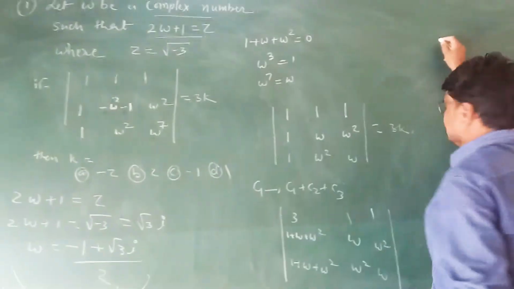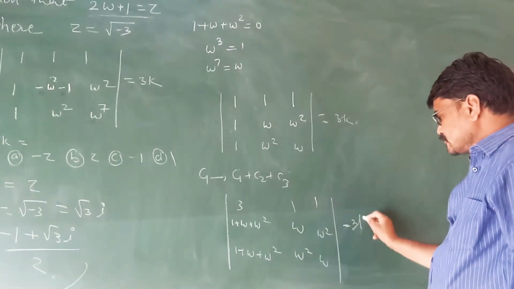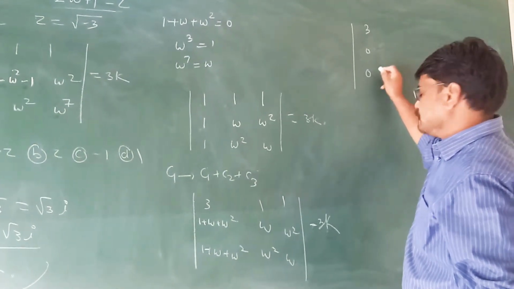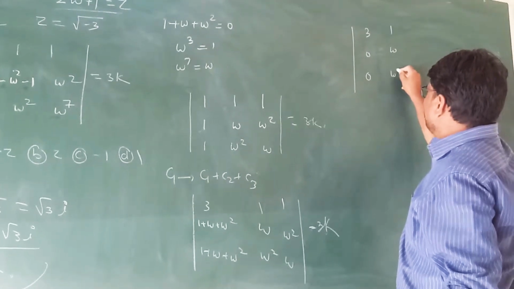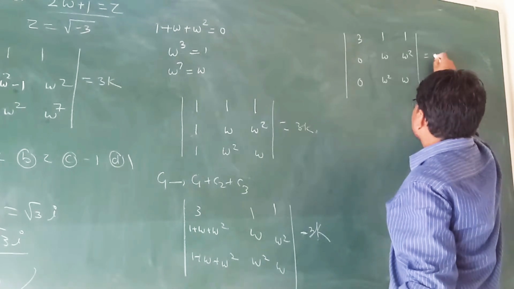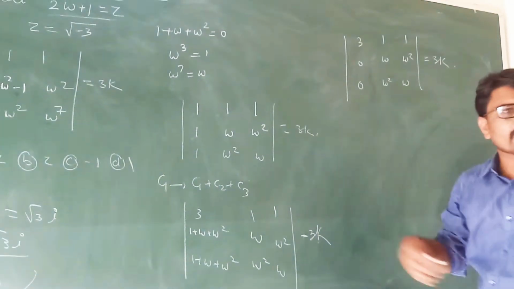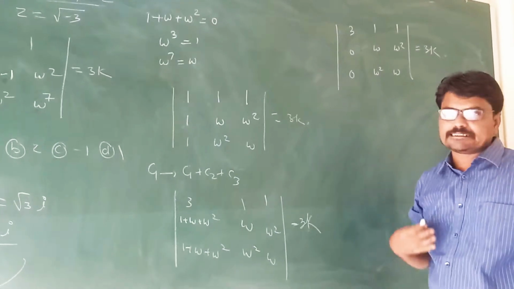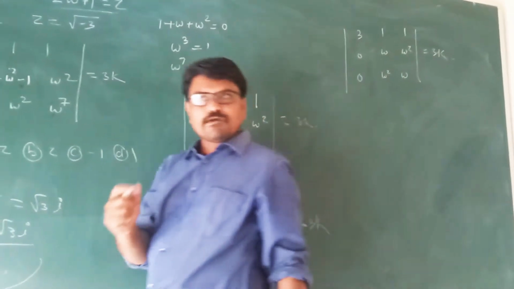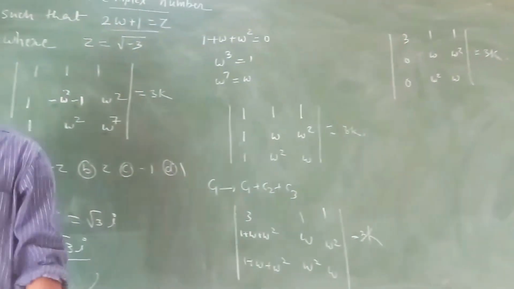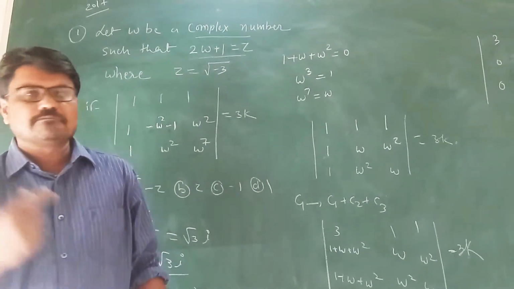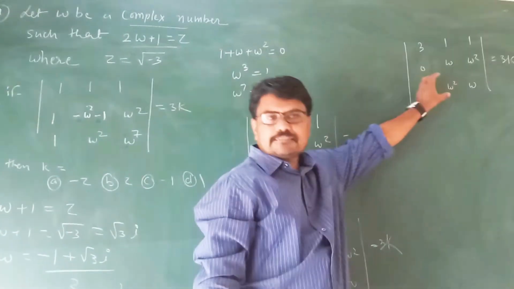So that is equal to 3k. So that is 3, 0, 0, 1, omega square, 1, omega square and omega, that is equal to 3k. So that is our basic aim in evaluating the determinant. The determinant can be easily evaluated if we have two zeros in any one of the rows or columns, so that we can easily evaluate this determinant.